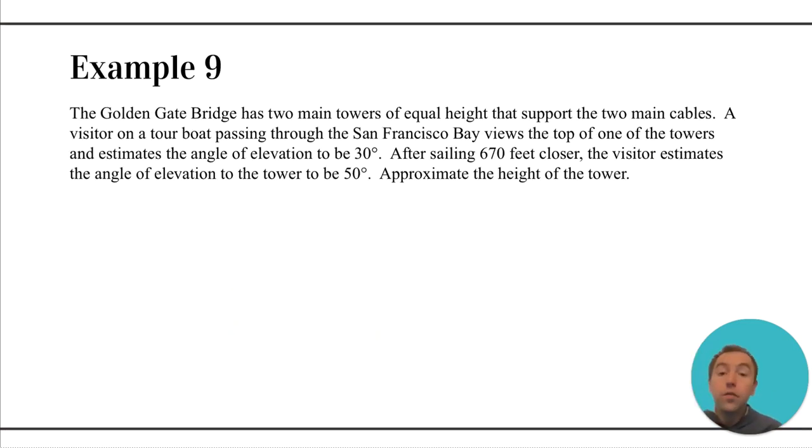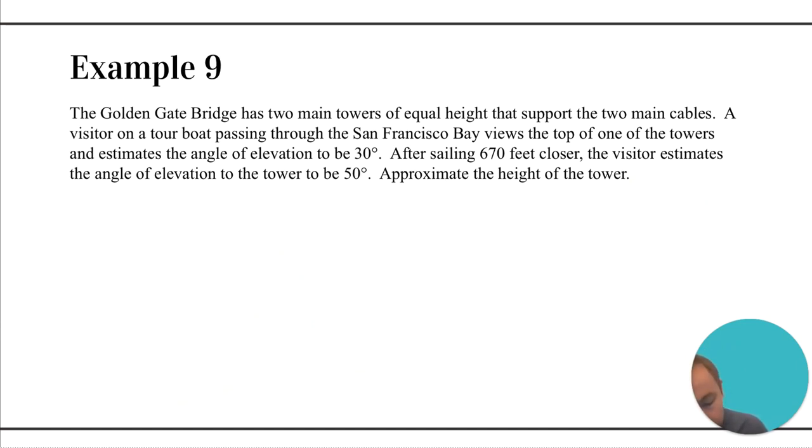Here, the Golden Gate Bridge has two main towers of equal height that support the two main cables. A visitor on a tour boat passing through the San Francisco Bay views the top of one of the towers and estimates the angle of elevation to be 30 degrees. And then after sailing 670 feet closer, the visitor estimates the angle of elevation to the tower now to be 50 degrees. Approximate the height of that tower then, right?